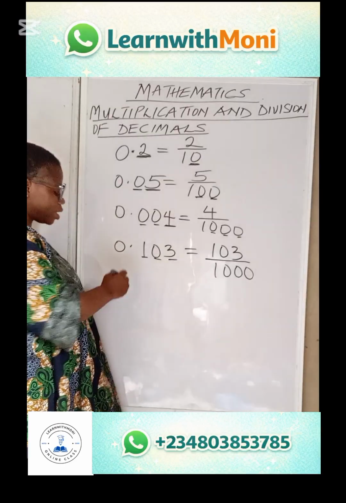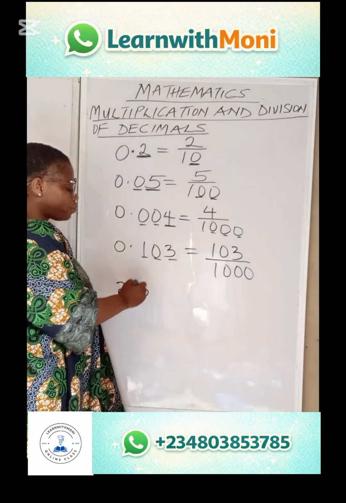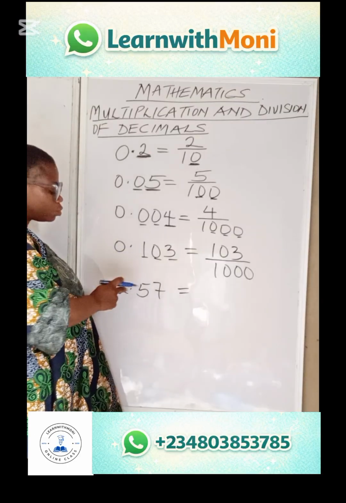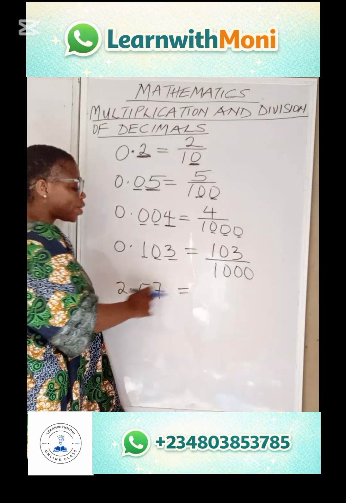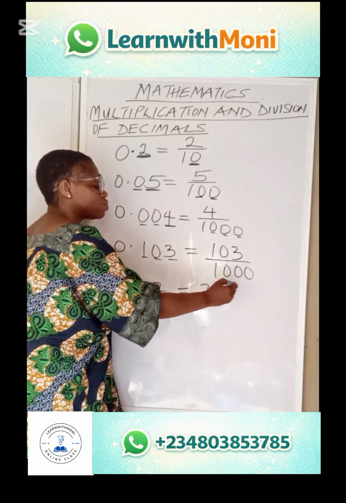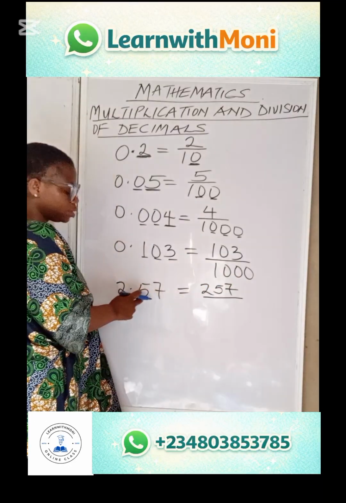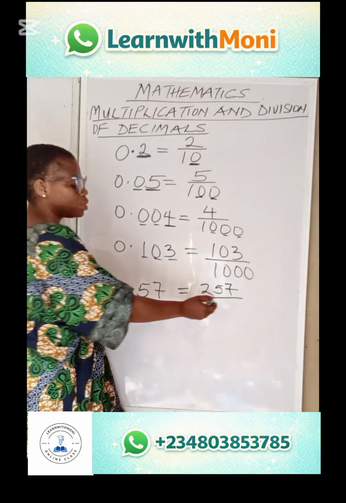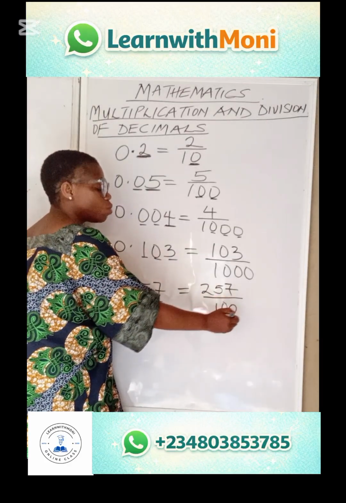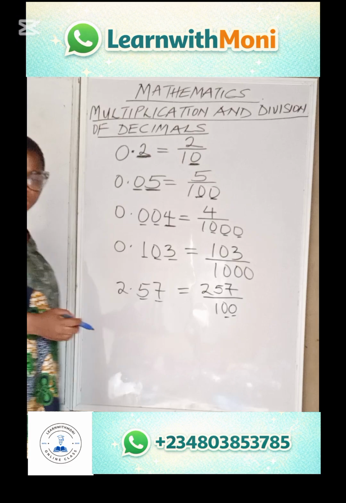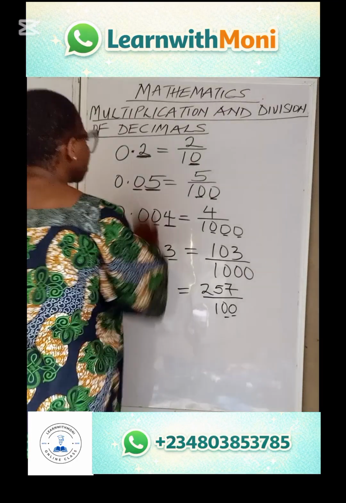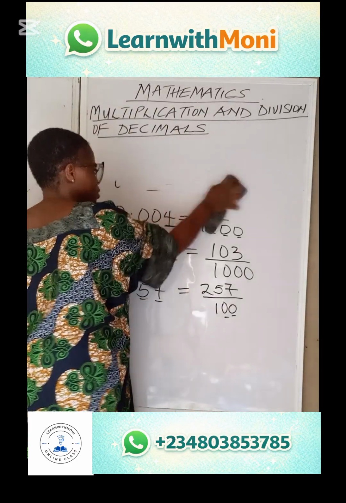What about when I have a case like 2.57? I will still write from the first non-zero digit, which is 2. So I will write 257, over the number of decimal places I have, which is 2. 2 digits after the decimal point, and that is over 100. I hope we understand this. With this understanding, we are going to proceed into multiplication of decimals.